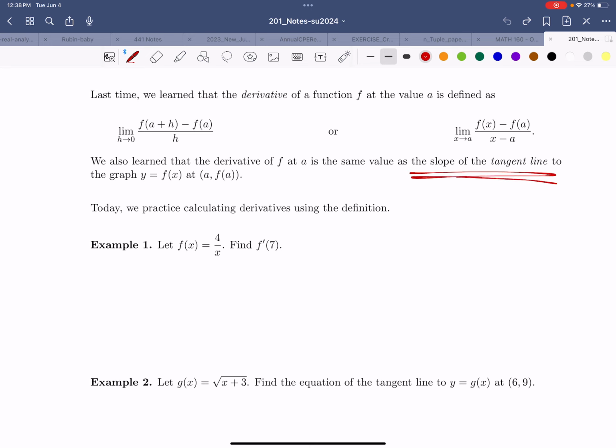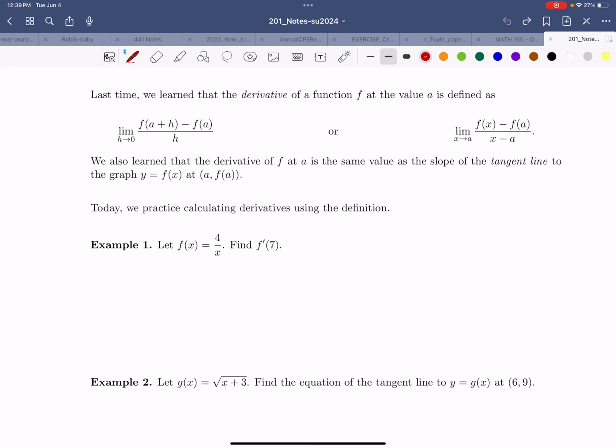slope of the tangent line to the curve at that point. Remember, the tangent line is the limit of the secant line, so its slope is the limit of the secant line slope. And the instantaneous velocity is the limit of the average velocity. Right, that's the parallel going on. So let's look at a couple more examples.